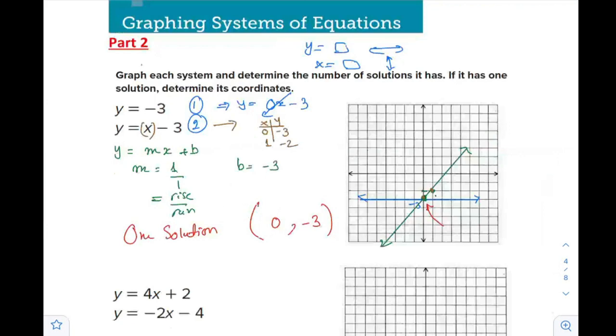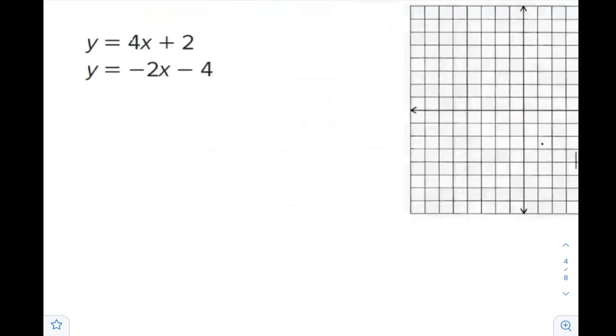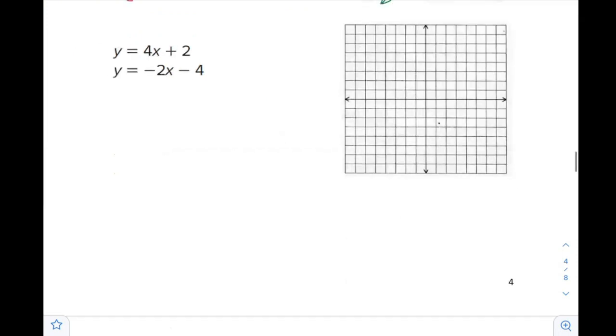Can we know that mentally? Yes, we can. They are sharing the same y-intercept. You should expect that they have one solution at 0, minus 3. Now, before we graph, we should expect that they are intersecting because the slopes are different here. So we can know that they are intersecting and we have one solution, even if they have the same y-intercept.